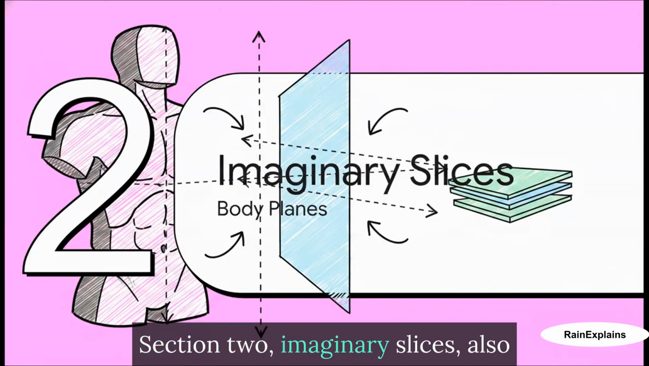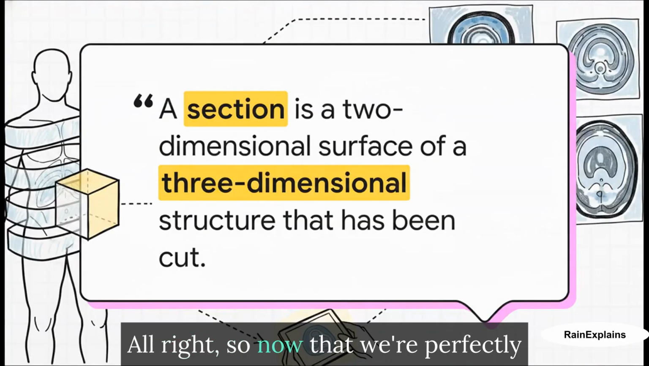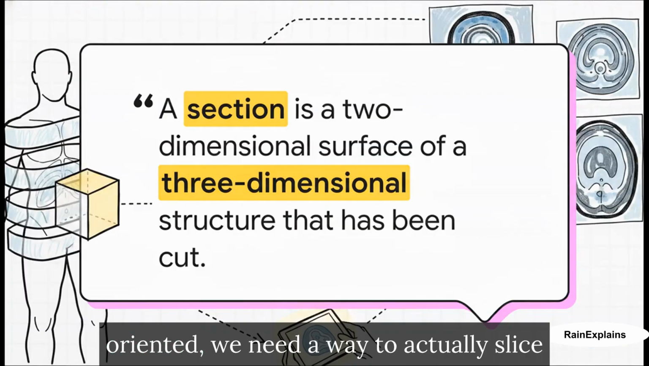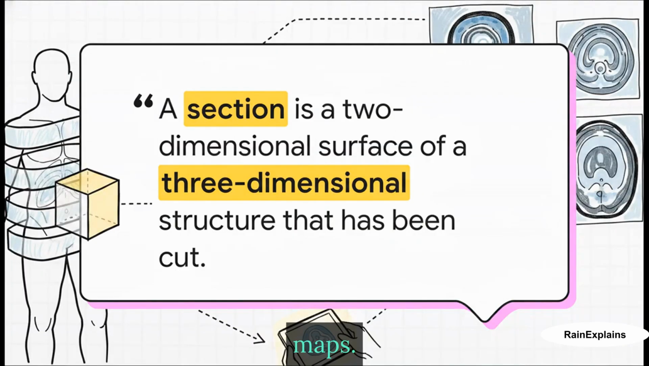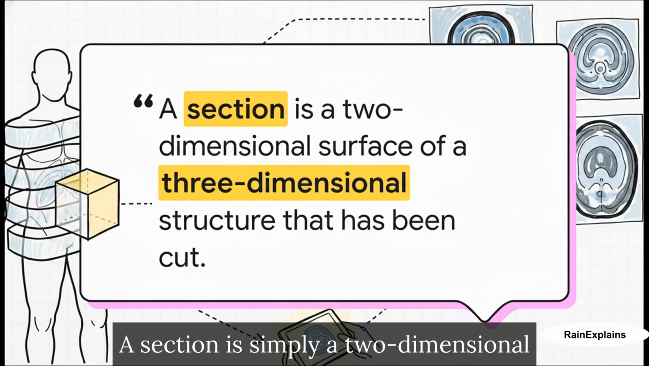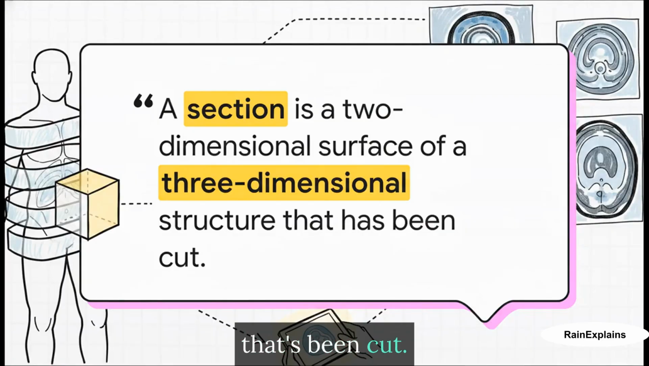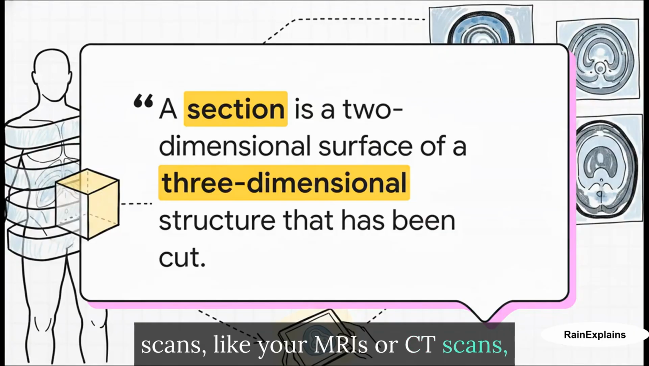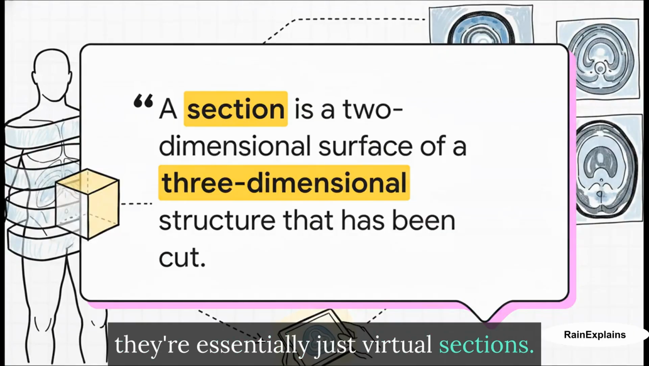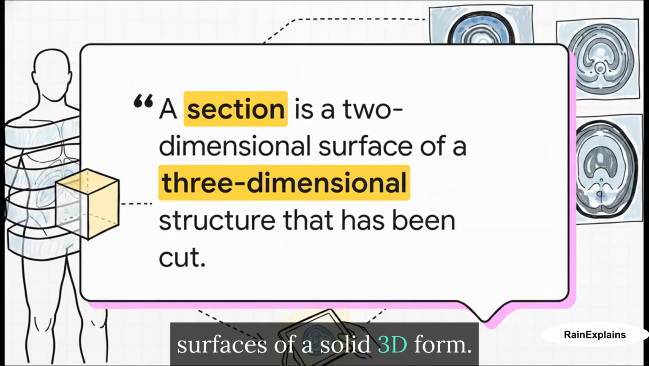Section 2. Imaginary slices, also known as body planes. All right, so now that we're perfectly oriented, we need a way to actually slice this 3D landscape up into readable maps. Our sources define it beautifully. A section is simply a two-dimensional surface of a three-dimensional structure that's been cut. The big takeaway here? Modern medical scans, like your MRIs or CT scans, they're essentially just virtual sections. They let clinicians look at perfectly flat surfaces of a solid 3D form.